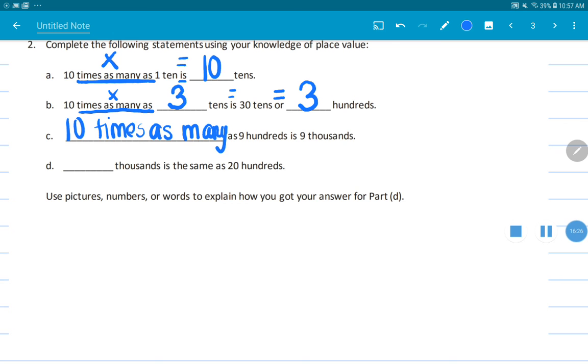How many thousands does it take to be the same as 20 hundreds? How many thousands are the same as or equal to 20 hundreds, Ansley? 2. Very good. I want you to use pictures, which could be a place value chart, numbers, or words to explain or to prove that 2,000 is equal to 20 hundreds. Take just a minute to complete that.